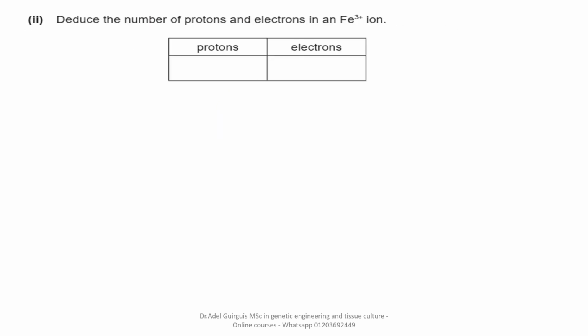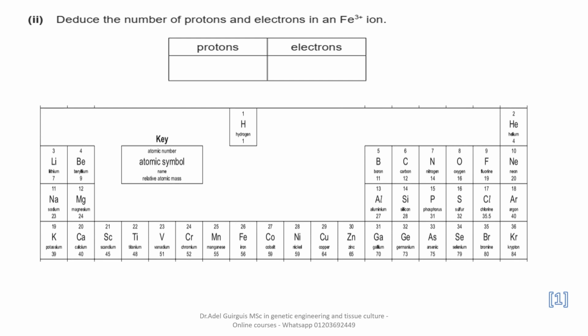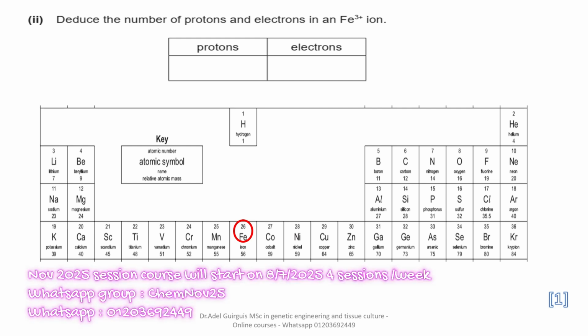Double I. Deduce the number of protons and electrons in an Fe plus 3 ion. Look at the periodic table to find Fe with atomic number 26. It means in its atomic, neutral state, each atom has 26 protons inside the nucleus and 26 electrons outside. What about the Fe plus 3 ion? It is formed by losing 3 electrons from the atom. So the number of protons equals 26 and the number of electrons equals 26 minus 3, equals 23.